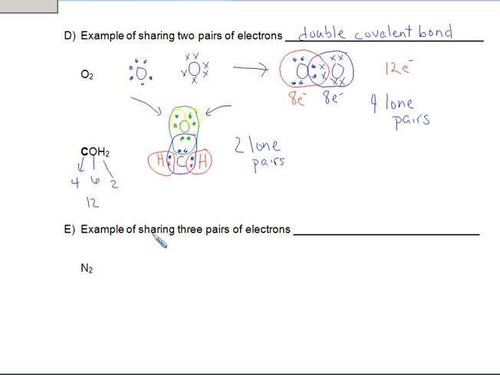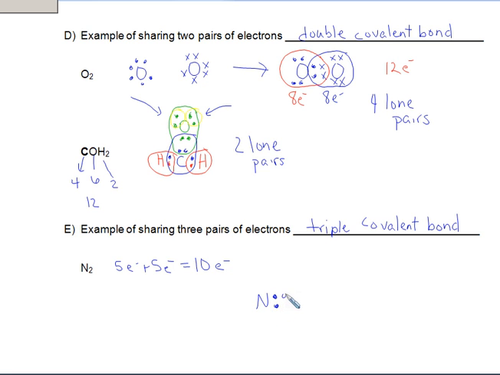Last step, we're going to look at sharing 3 pairs of electrons. This is called a triple covalent bond. And the example that we will use is another diatomic molecule, nitrogen. In this case, we're going to have 5 valence electrons from each nitrogen atom. So we're going to have a total of 10 valence electrons that need to be arranged in such a way that each nitrogen has 8 valence electrons. So let's see how this is done.